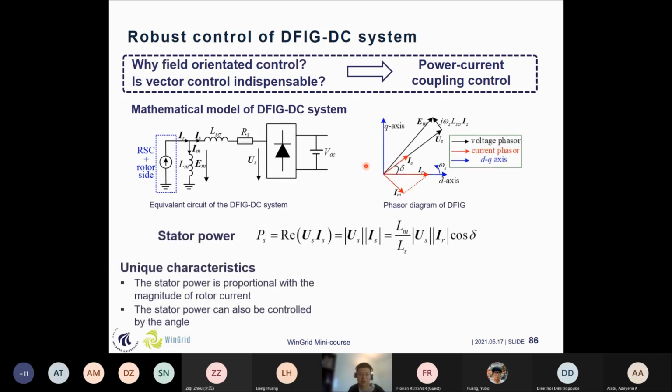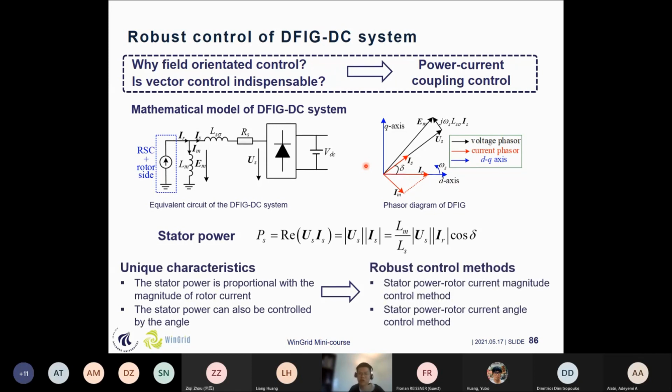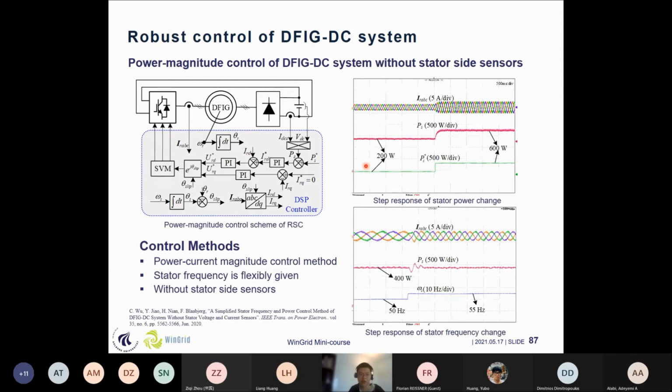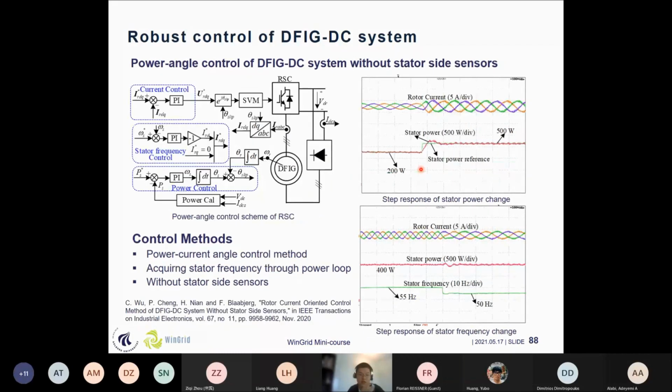Based on this idea, I have proposed the coupling control method without calculating the orientation angle. The advantage is that I can just use a directly acquired angle, avoiding the calculation of the orientation angle. Since the orientation angle calculation is very complicated, as you saw in my previous slides, and the waveforms are very good. And here is the power angle control method. We don't use the stator frequency and there are no stator side sensors.